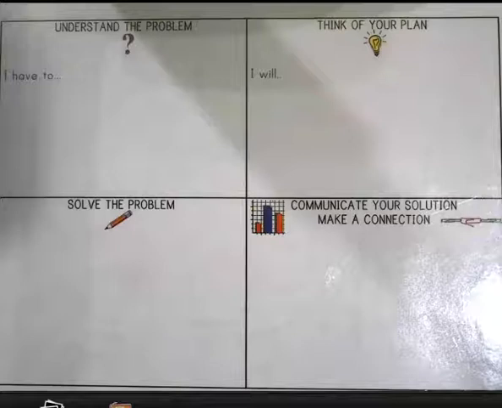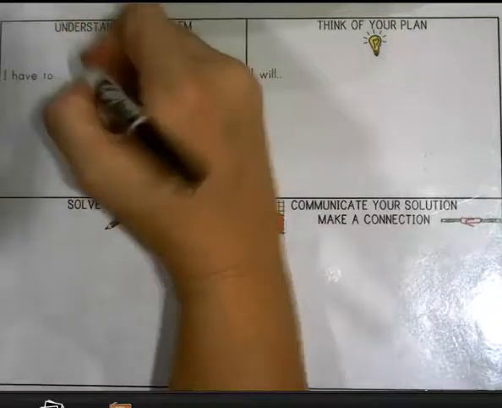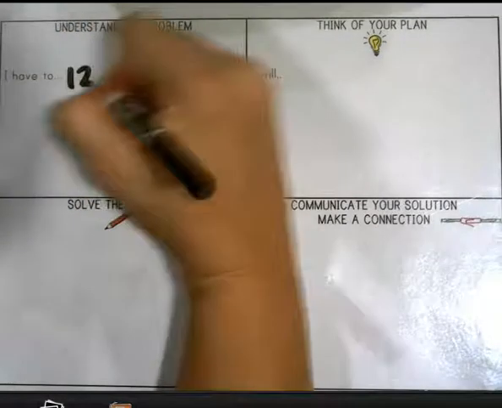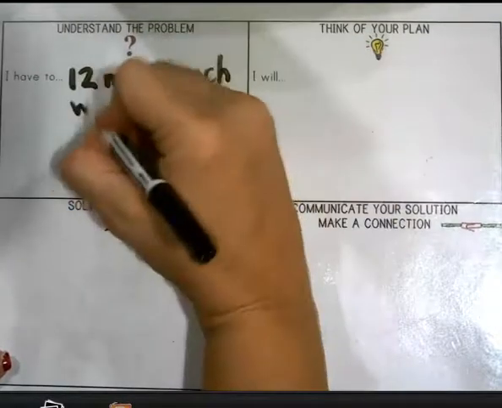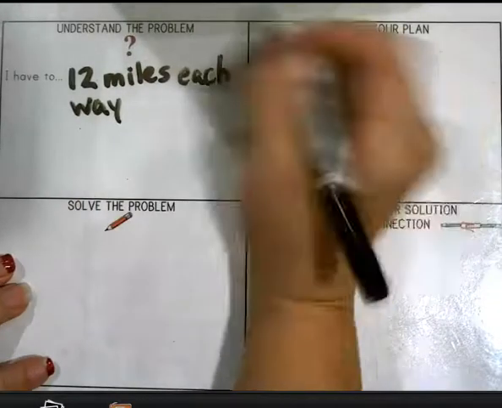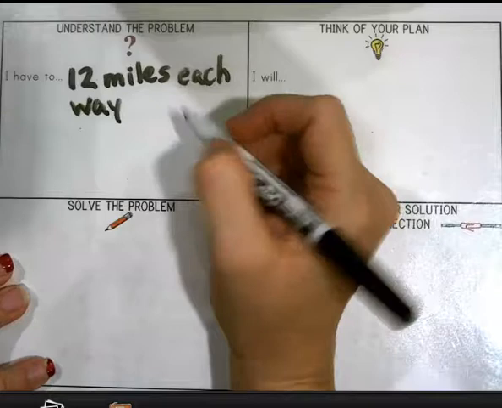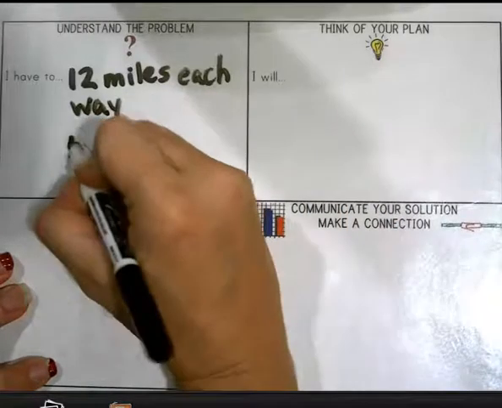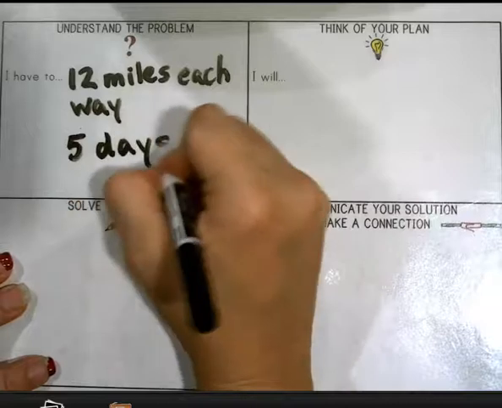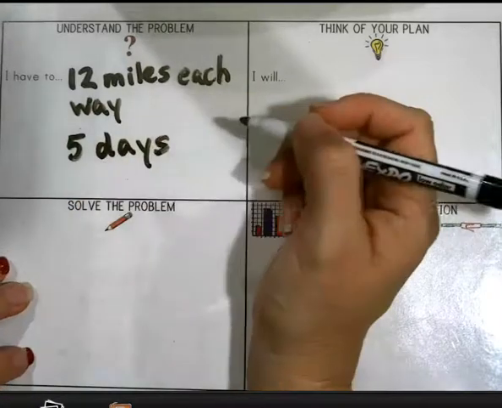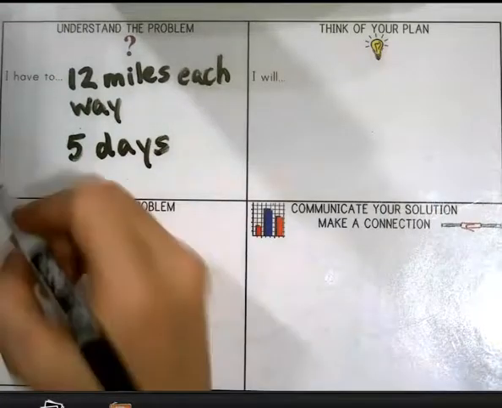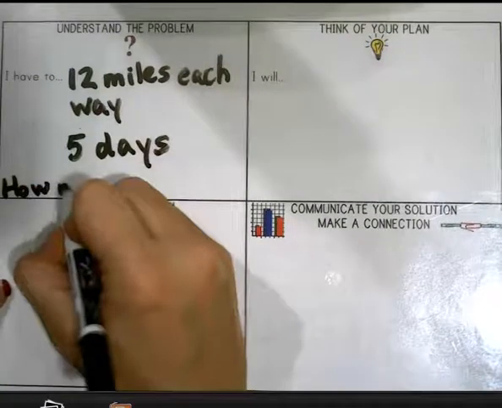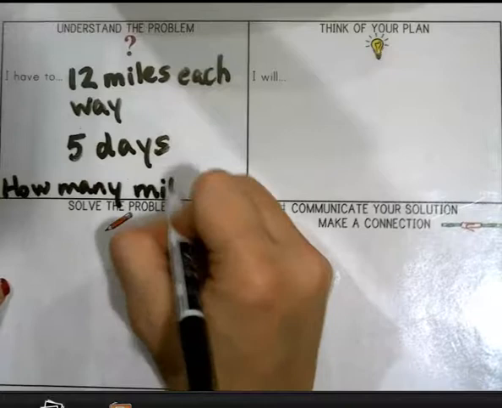Okay, so for your UPS check, you're going to write down what you know, what you understand. All right, so we know that it's 12 miles each way to get to work, and we know that I go to work 5 days a week. That's what we know. And the question is, how many miles total?